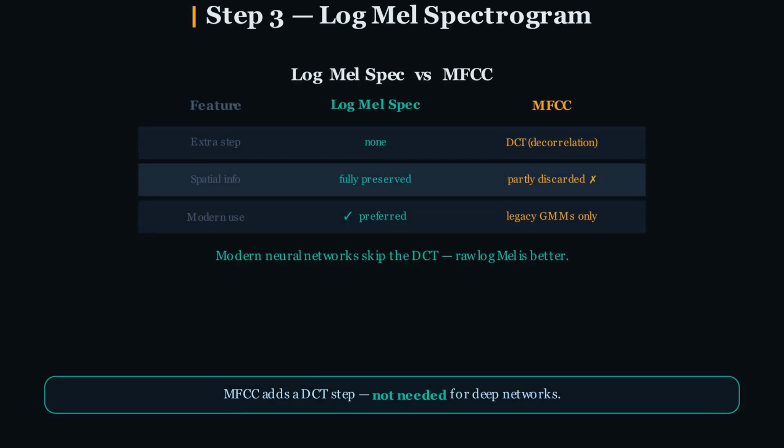MFCCs add a discrete cosine transform on top of the log Mel spectrogram. This was needed for old Gaussian mixture models requiring uncorrelated inputs. Modern neural networks handle correlated features naturally. So we skip the DCT and feed raw log Mel directly.